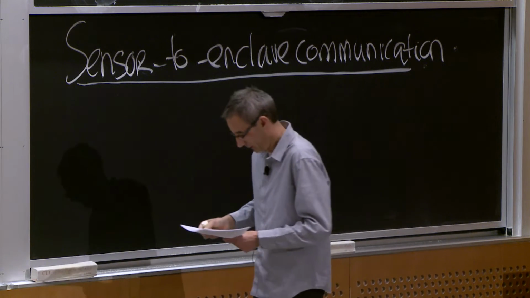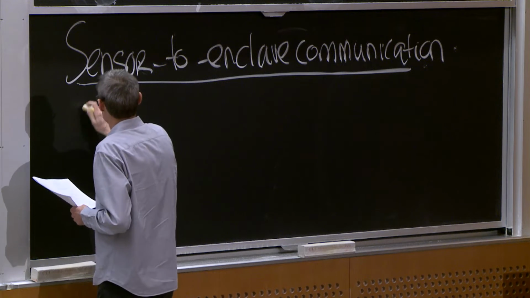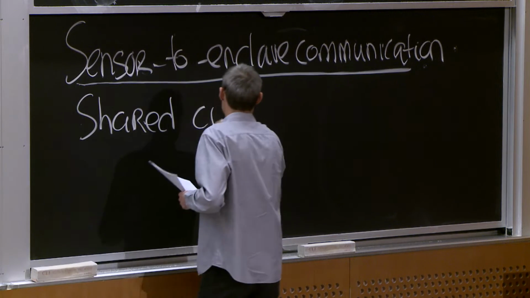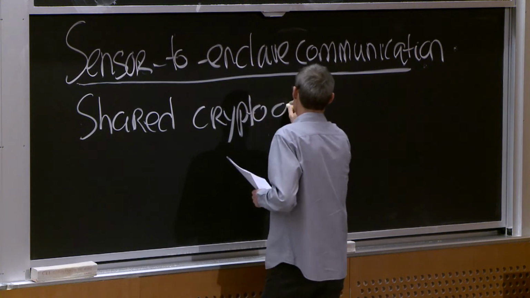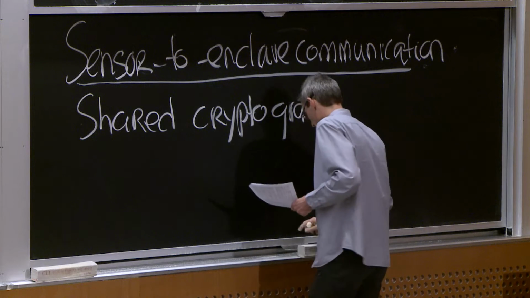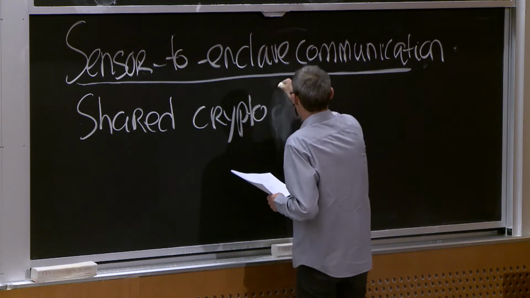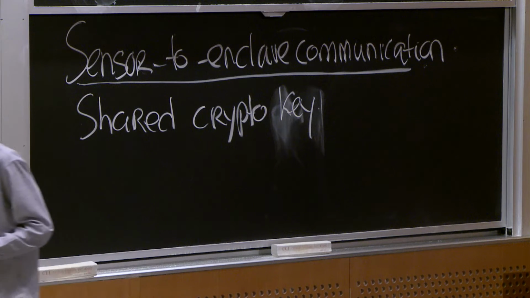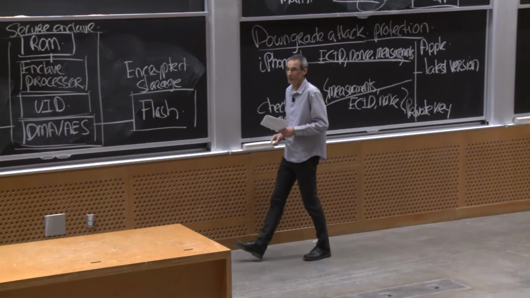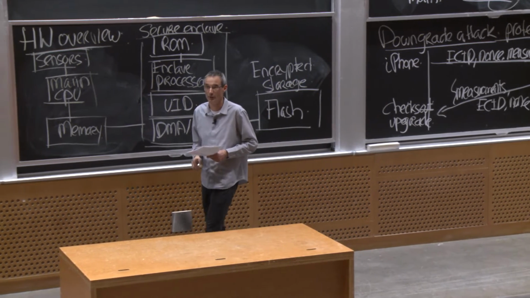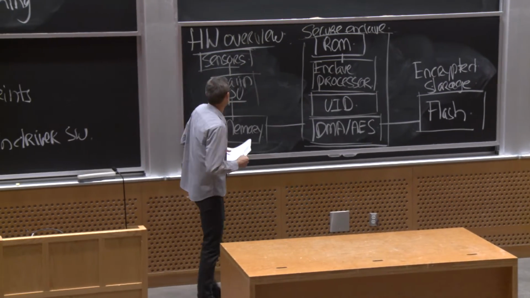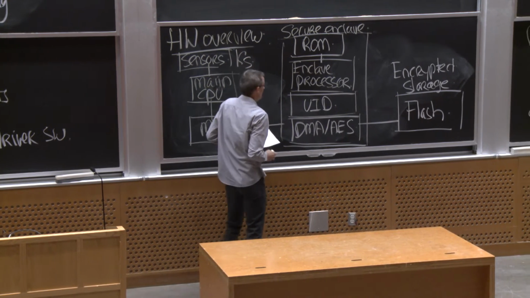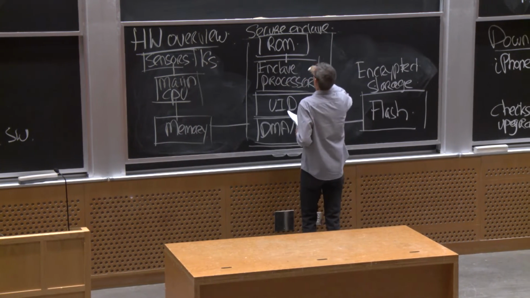It turns out, the way they do it is there's a shared secret, a shared cryptographic key, between the enclave and the sensor. So in fact, at manufacturing time, when your phone is actually produced, there's basically a shared key here, say a key sensor, and the enclave processor also has access to it.